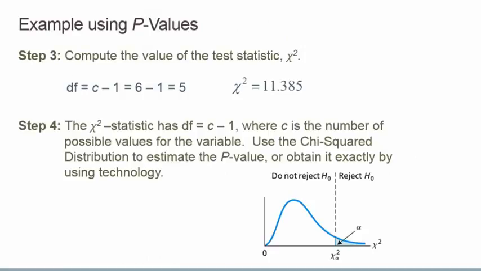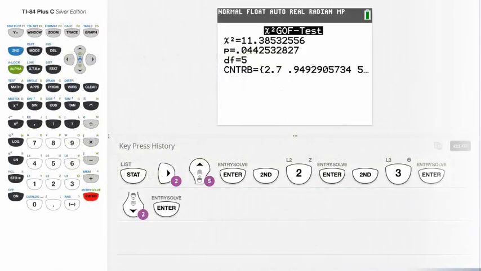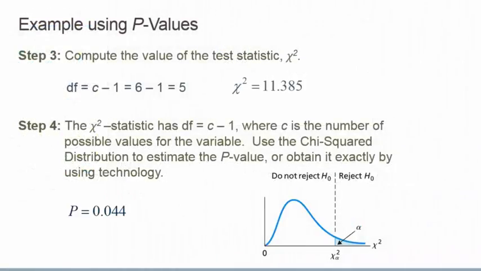Step 4. The chi-squared statistic has degrees of freedom C minus 1, where C is the number of possible values for the variable. Use the chi-square distribution to estimate the p-value or obtain it exactly by using technology. Moving back to our calculator, we have a p-value of 0.044253. Rounding that to 3 decimal places, p equals 0.044.